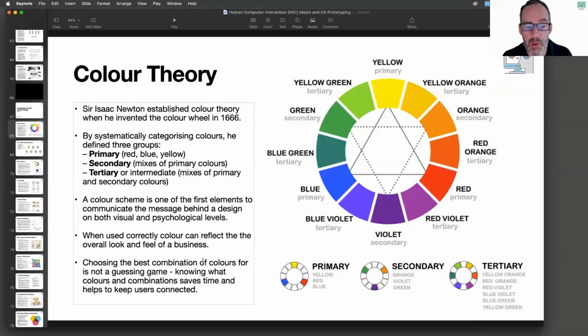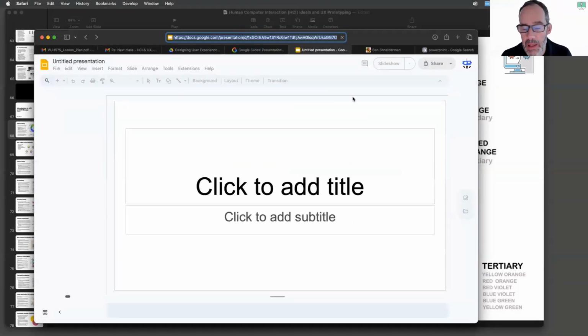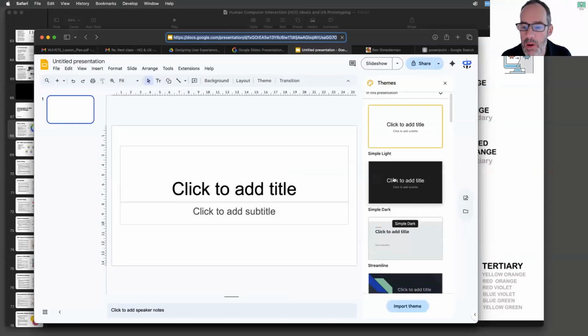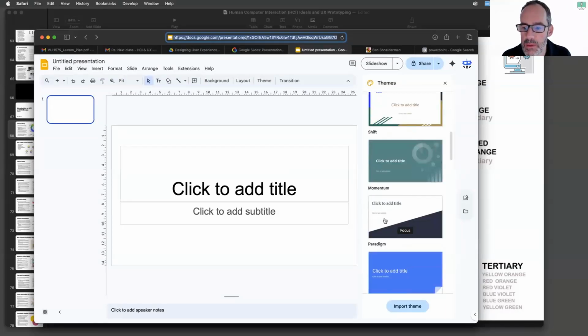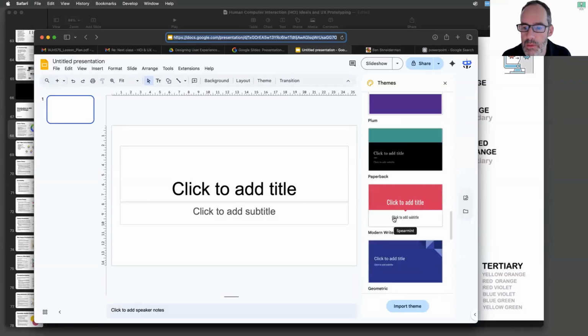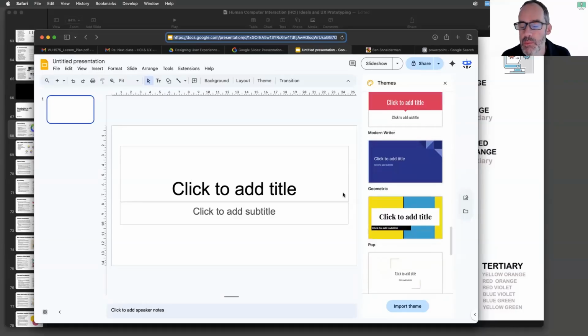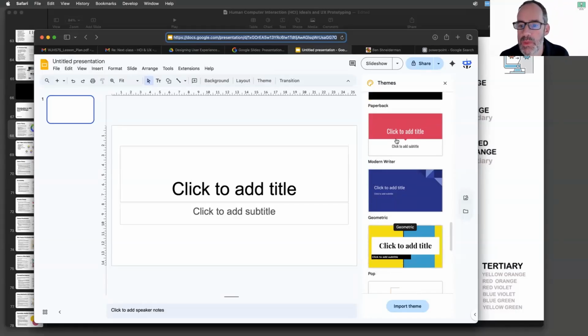Choosing the best combination of colors, it's not a guessing game, and knowing what colors and combinations can save time and help to keep your users connected with the design. In your design, whatever you create, you can talk about the colors and say, these are the choices. You'll generally get a color palette, and it's like this theme where a lot of this stuff is figured out already for you. So if, for example, you were building an interface for a bank, which of these three color schemes would you pick?